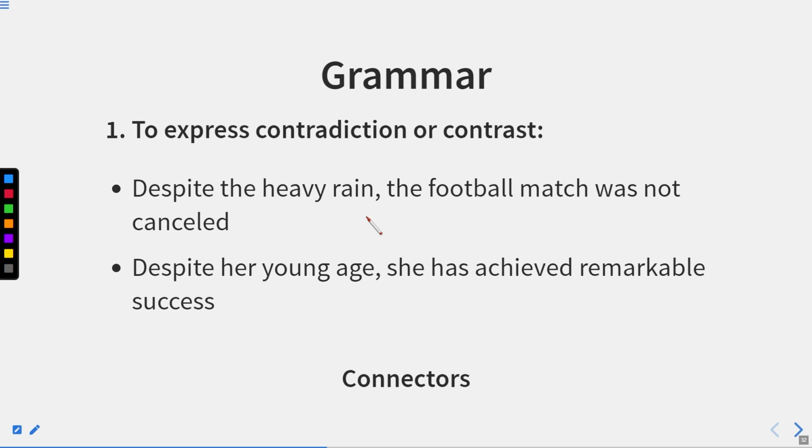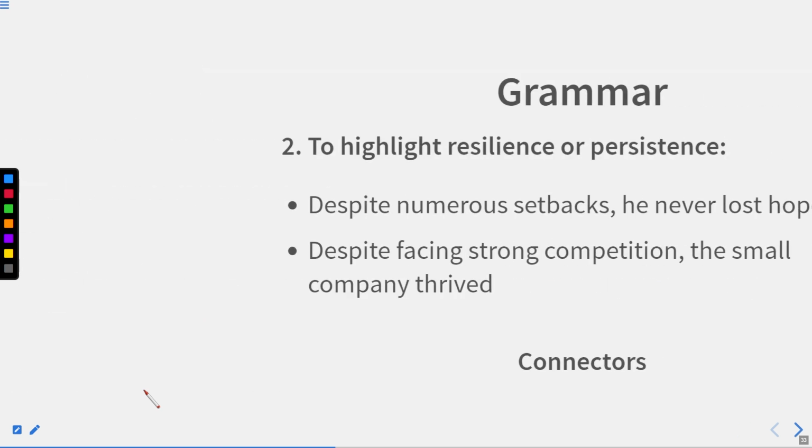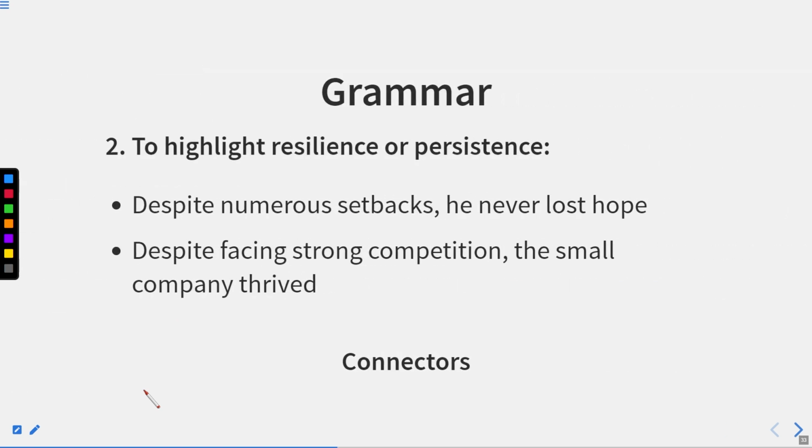Despite the heavy rain, the football match was not cancelled. It means it was not affected at all by the heavy rain. Despite her young age, she has achieved remarkable success. So, this is how we can use despite. To highlight resilience or persistence: despite numerous setbacks, he never lost hope. Despite facing strong competition, the small company thrived.